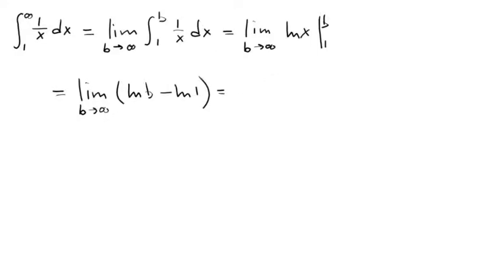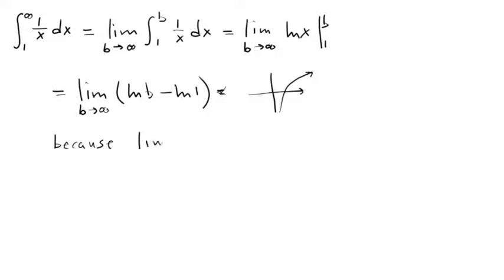Well, think about the graph. What does the graph of the natural log look like? It looks like that. Alright, so as x goes to infinity, the natural logarithm goes to infinity. So if I try to take the limit as b goes to infinity of the natural log of b, it's going to diverge.